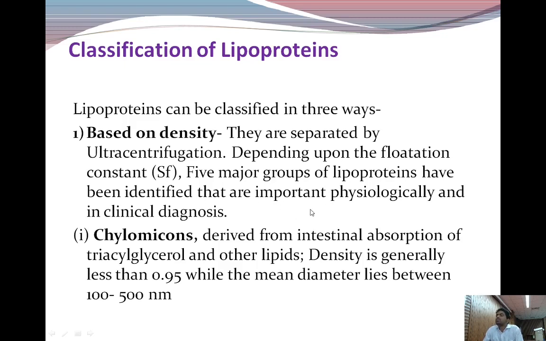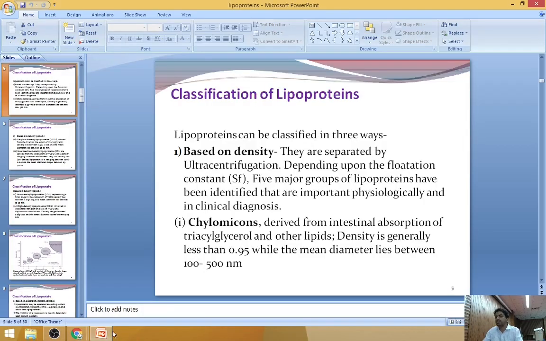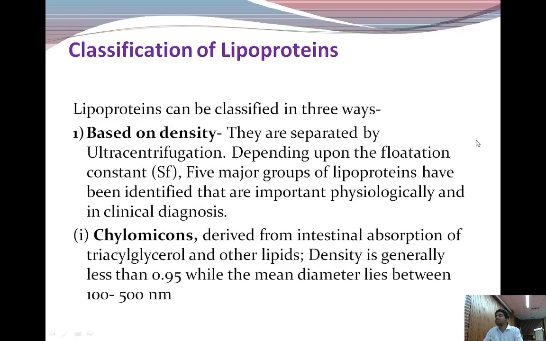5 major groups of lipoprotein have been identified. So in the body generally 5 groups of lipoprotein are identified, and all those 5 groups have different structure, different composition, different role, and clinical significance. Why is the clinical significance different? Because of the different content of lipids and proteins in them.